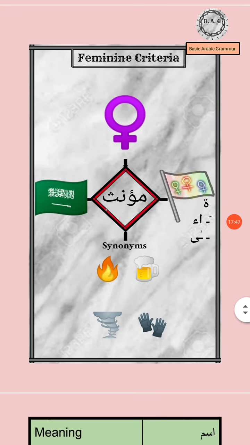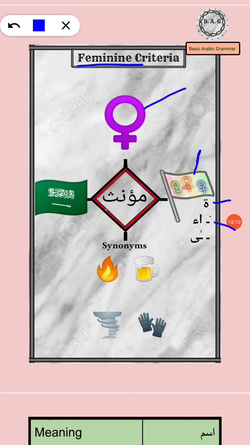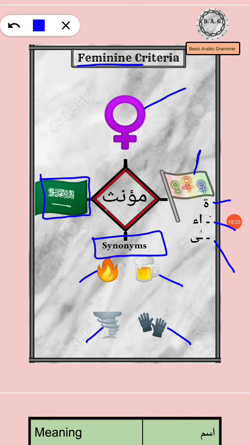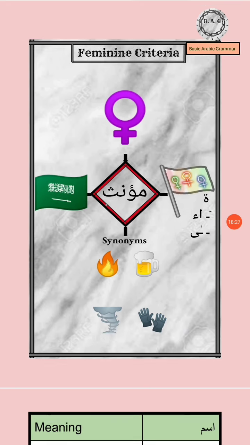And well, let's just look at this table once again. So 4 criteria for an ism to be feminine. Number 1, it should be an actual female, either human or animal origin. It should be having one of the three feminine flags. So we have the round ta, alif mamduda, alif maksura. All right. It could be a synonym for fire, wine, air, or the paired body organs, or it could be feminine because the Arab linguists have said so. Okay, this is our summary.